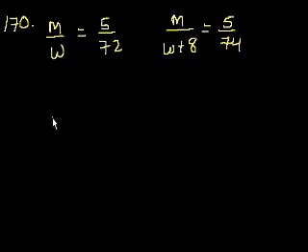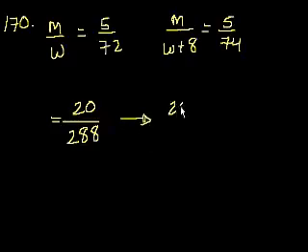So the ratio is probably 20 to, and what's 4 times this? 288, right? And let's think about that logic. Because 20 over 288, this is 5 over 72 if you were to divide the top and the bottom by 4. And if you were to add 8 to the bottom, you'd get 20 over 296.